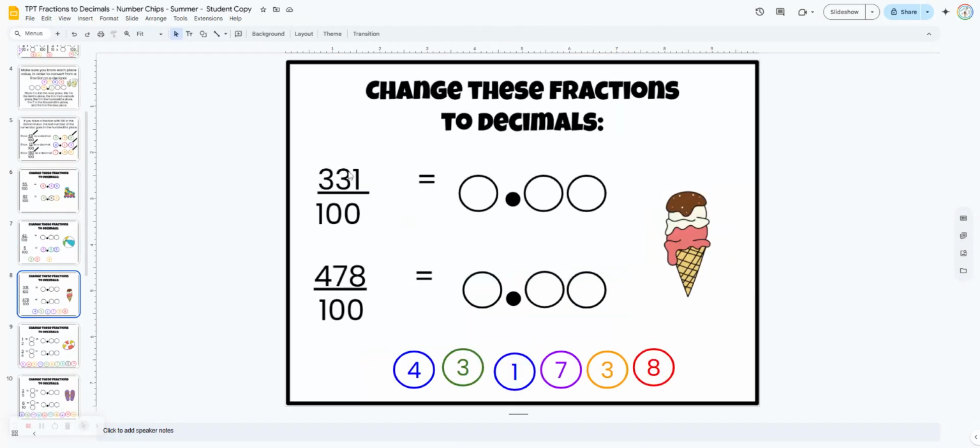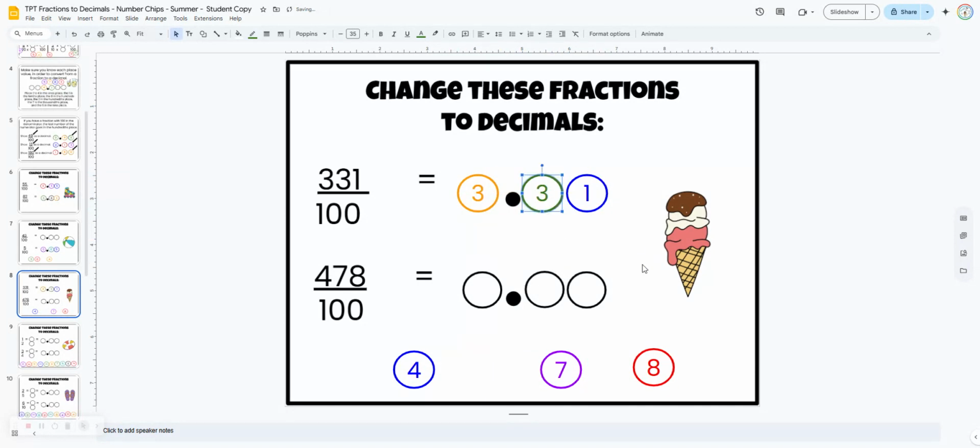And the next two are fractions where we have 3 digits in the numerator. So again, that 1 has to go in the hundredths place, and then we just place the other numbers in order, and so on.